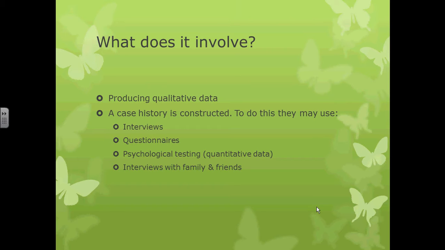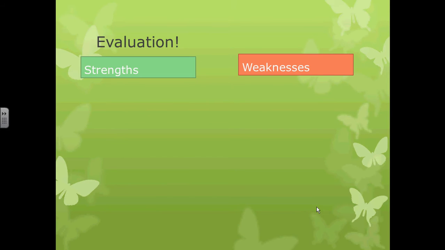So lots of different methods can be used to put your case history together, and this can be a longitudinal one. Jeannie is a good example because she was found when she was 7, I think, and then over time she was studied to see what the effects were of the experience that she'd had. So it can be a longitudinal thing, it doesn't just have to be a short-term study.